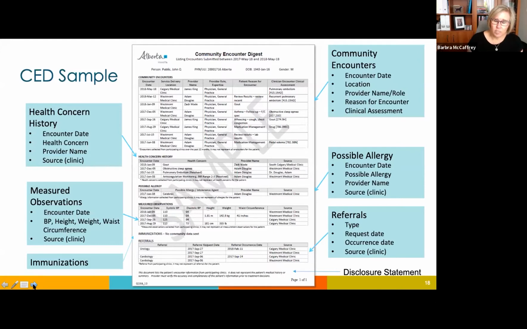There is a disclosure statement on the bottom, and it indicates that the information in the Community Encounter Digest is as it is in the rest of Netcare, which is simply called as is.